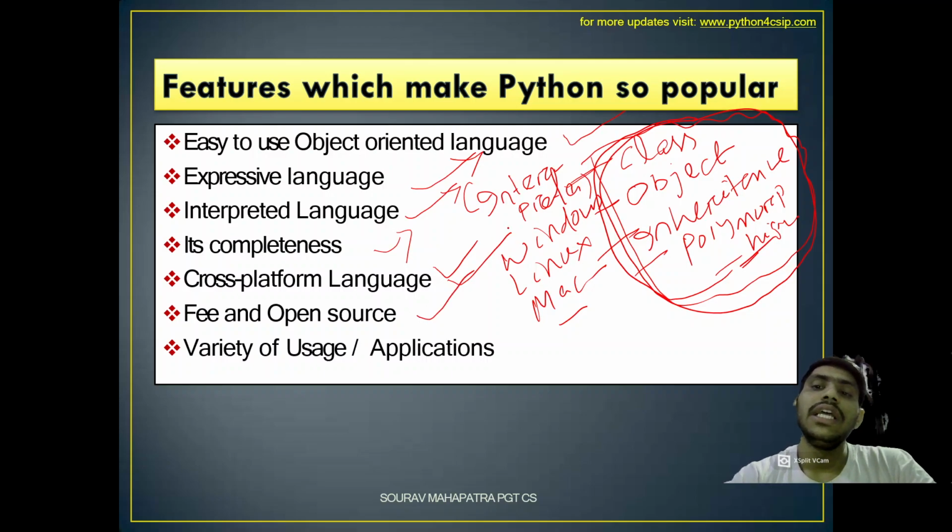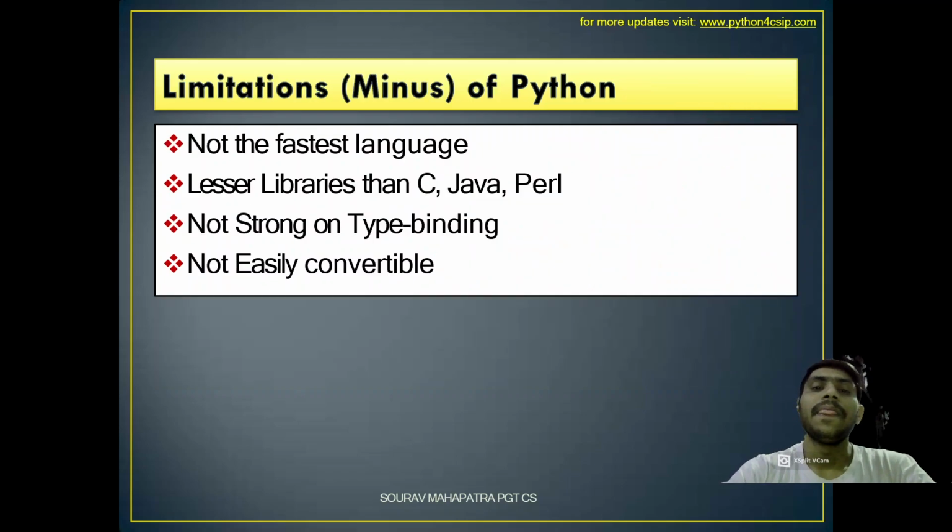That means the software is free, and its source code is also open for all. Then variety of uses and applications. We'll use it for game development, web application development, scientific application development, graphical application development, whatever GUI based application. Then some limitations are also there.